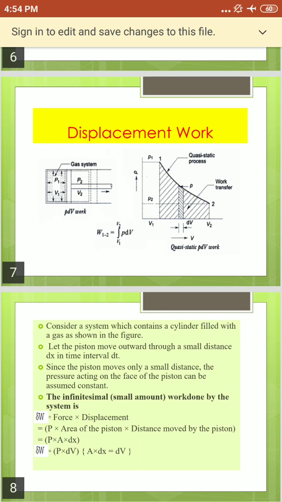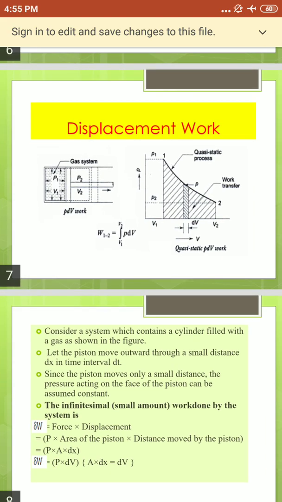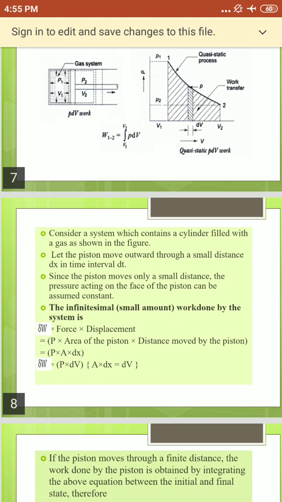Consider a cylinder. In that cylinder, gas can be present. Let P1, V1 be the initial pressure and volume, and P2, V2 be the final pressure and volume. When the piston moves from initial to final, it causes some displacement. Due to the displacement, work can be done.